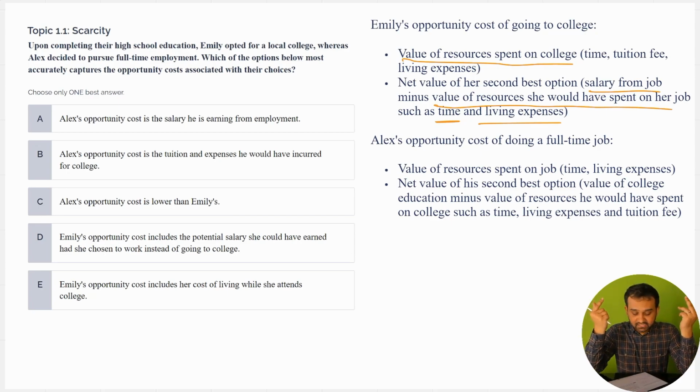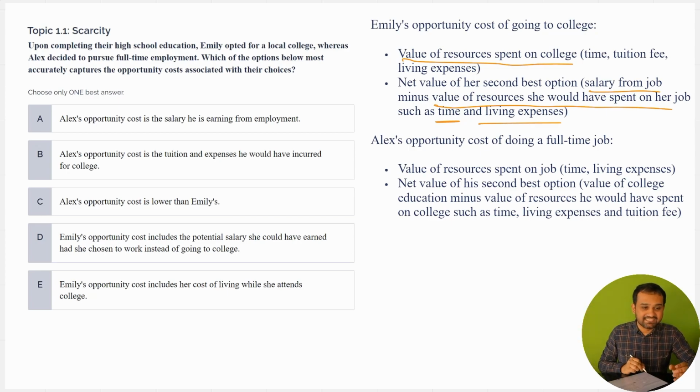Now, as you can realize, when you set it out like that, the time and the living expenses cross out because she would have to spend that for both her job and college. So therefore, her opportunity cost would simply be her tuition fee that she's spending plus the salary she should have gotten from the job. And that's it. That would be her opportunity cost.